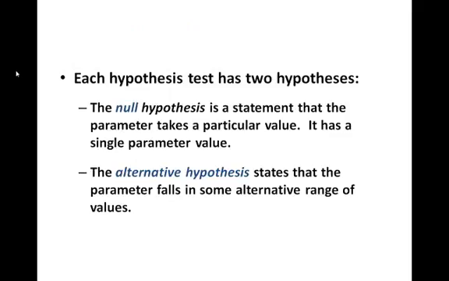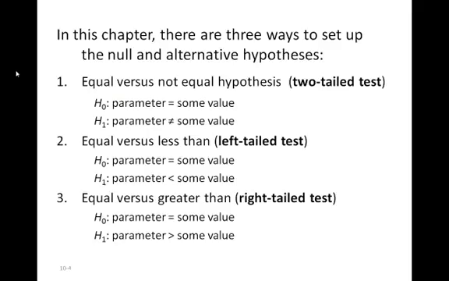You start by writing two hypotheses. A null hypothesis, which always has an equal sign in it, and an alternative hypothesis, which always has a less than, a greater than, or a not equal sign in it. And depending on the sign in your alternative hypothesis, you're either looking at one of these three types of tests: two-tailed, left-tailed, or right-tailed.